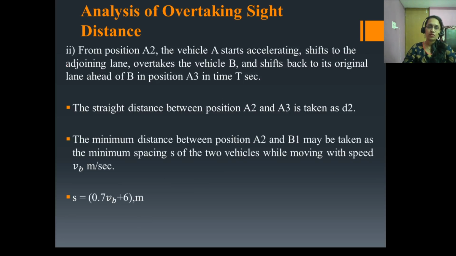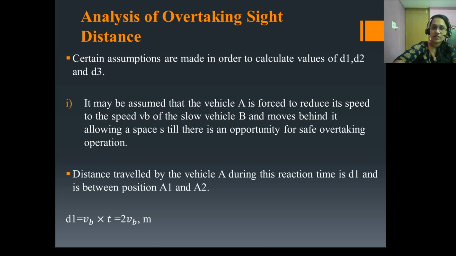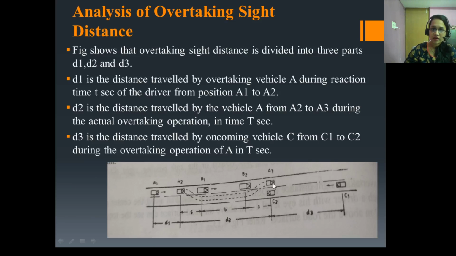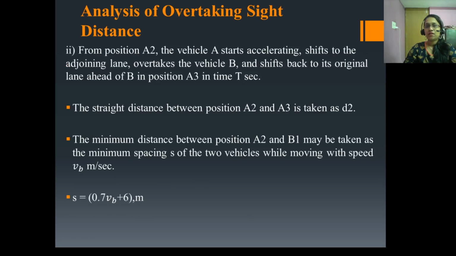Now from the position A2, the vehicle will start accelerating, shifts to the adjoining lane, overtakes the vehicle B and shifts back to the original lane ahead of B in the position A3 in T seconds. The straight distance between the position A2 and A3 is your D2. The minimum distance between the position A2 and B1 may be taken as the minimum spacing of the two vehicles while moving with the speed VB. So S will be given as 0.7 VB plus 6.